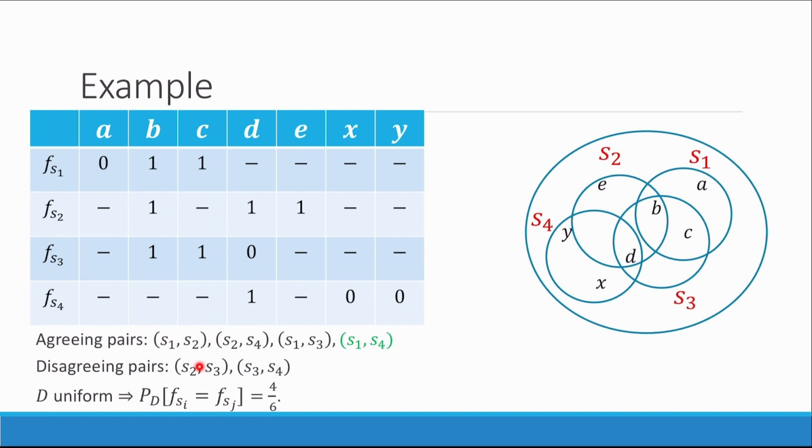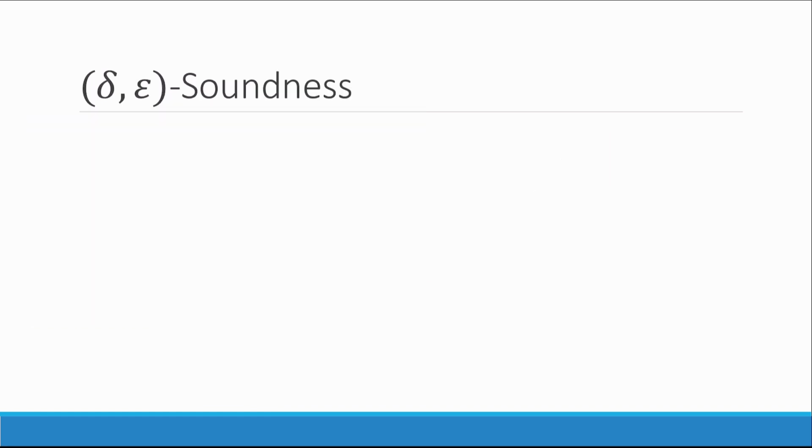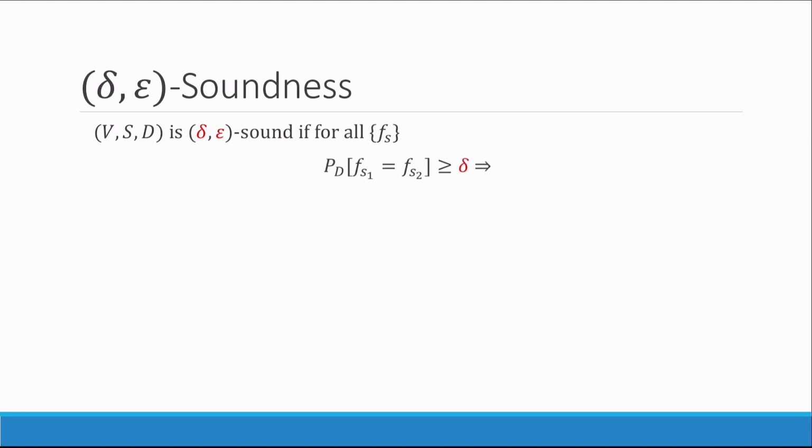But what does this even mean? What is the precise notion of soundness that we want this agreement test to have? This is the notion of what I'm going to call delta epsilon soundness. Basically, a triple like this is called delta epsilon sound if whenever a set of local functions passes the test with probability at least delta, this implies that there exists a function g on the whole vertex set so that for at least an epsilon fraction of the hyperedges, f of S is equal to g on all the points of S.